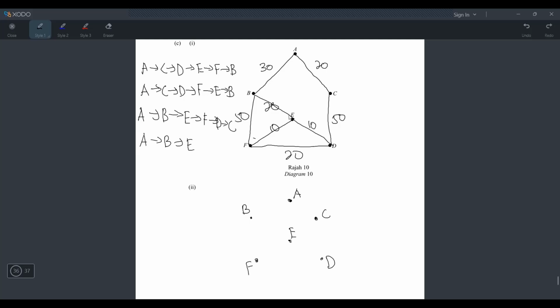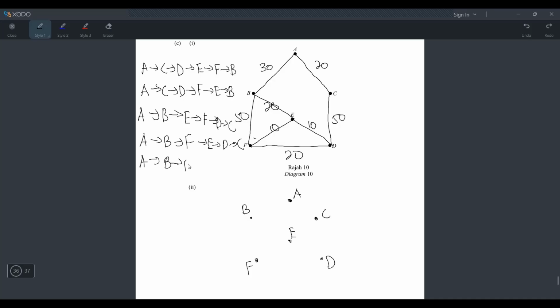So A to B, B to E, and then can I go D? Cannot, because if I go D, I get stuck, since I have to pass through all. If I go D, I cannot pass through E, F, D, C, so nothing is left. It means maybe I have to go F. So A, B, F, and then E, D, C maybe. Or maybe A, B, F, D, E, C. Okay, include also.